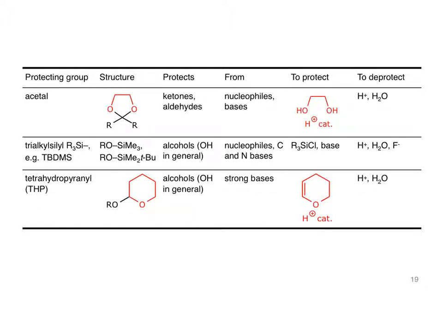And then finally, another way of protecting alcohols is as tetrahydropyranyl groups. It looks like that. It protects alcohols in general from strong bases and nucleophiles. To put it on, you need dihydropyran and an acid catalyst. To take it off, just a little aqueous acid. And so we have these tools that allow us to work around some fundamental problems in doing synthesis. And that completes this section.